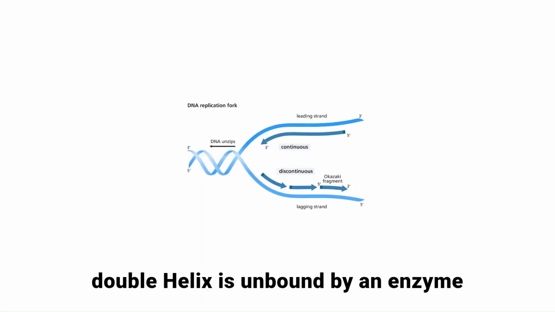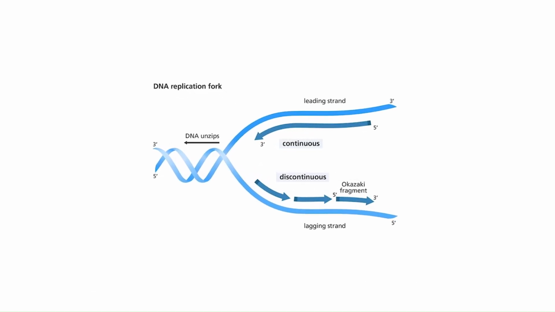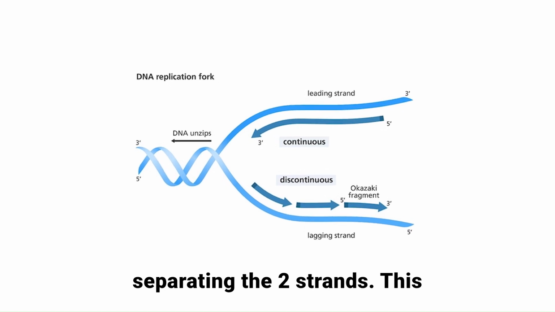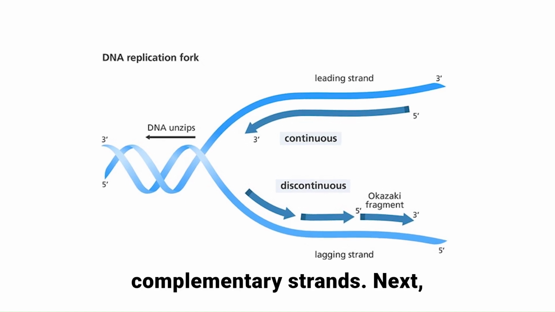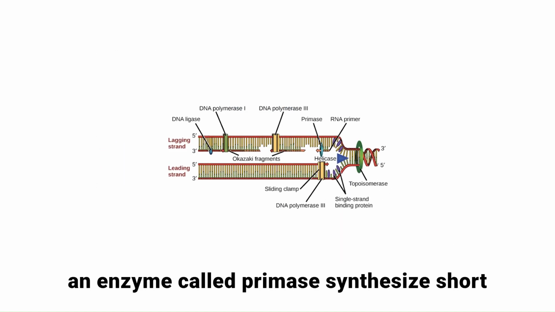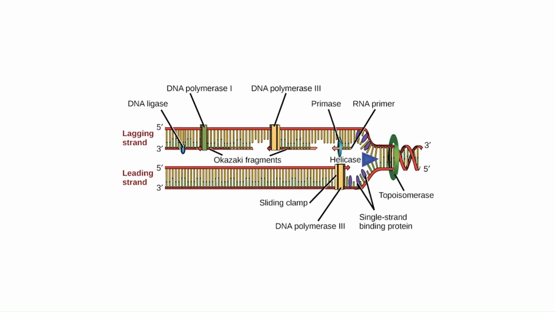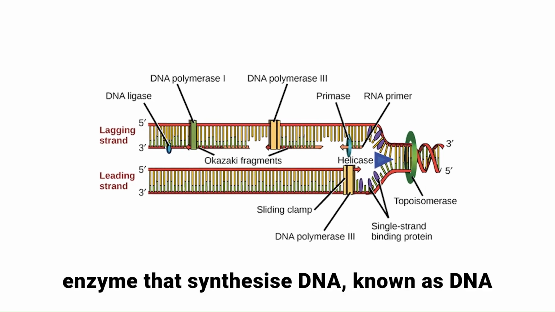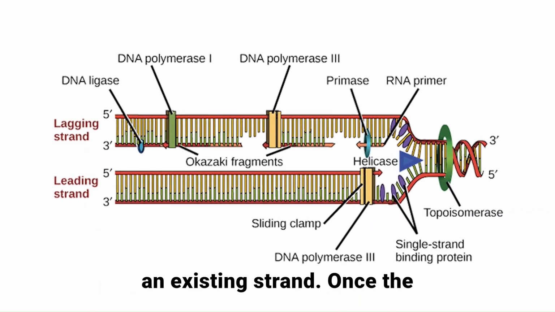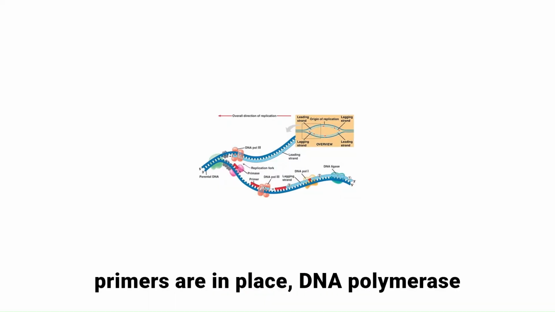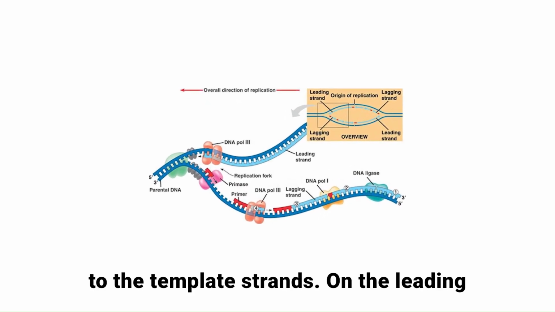The double helix is unwound by an enzyme called helicase, which breaks the hydrogen bonds between the base pairs, separating the two strands. This creates two single-stranded DNA templates that will be used to synthesize new complementary strands. Next, an enzyme called primase synthesizes short RNA primers on each template strand. These primers are necessary because the enzyme that synthesizes DNA, known as DNA polymerase, can only add nucleotides to an existing strand. Once the primers are in place, DNA polymerase begins adding complementary nucleotides to the template strands.